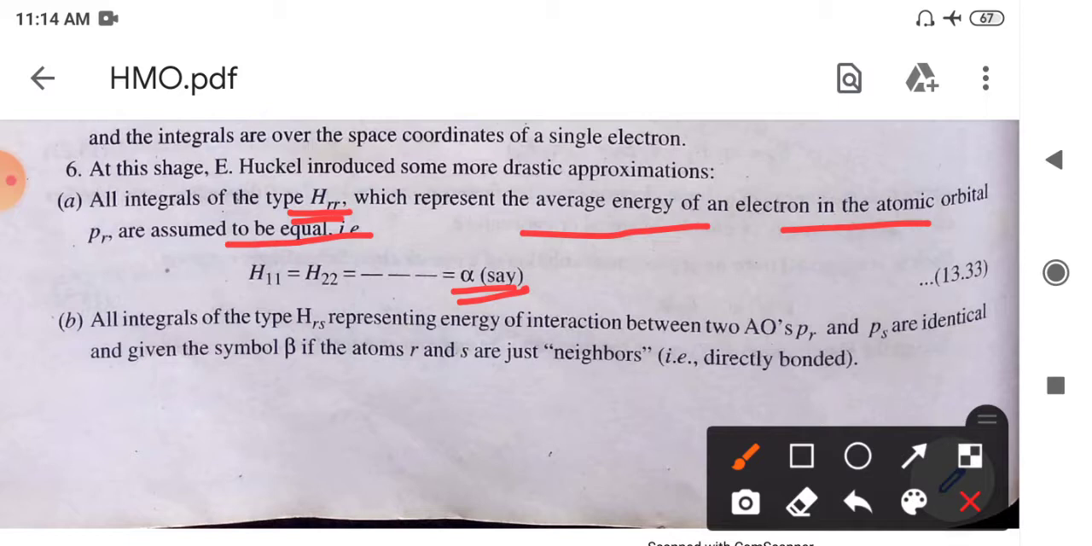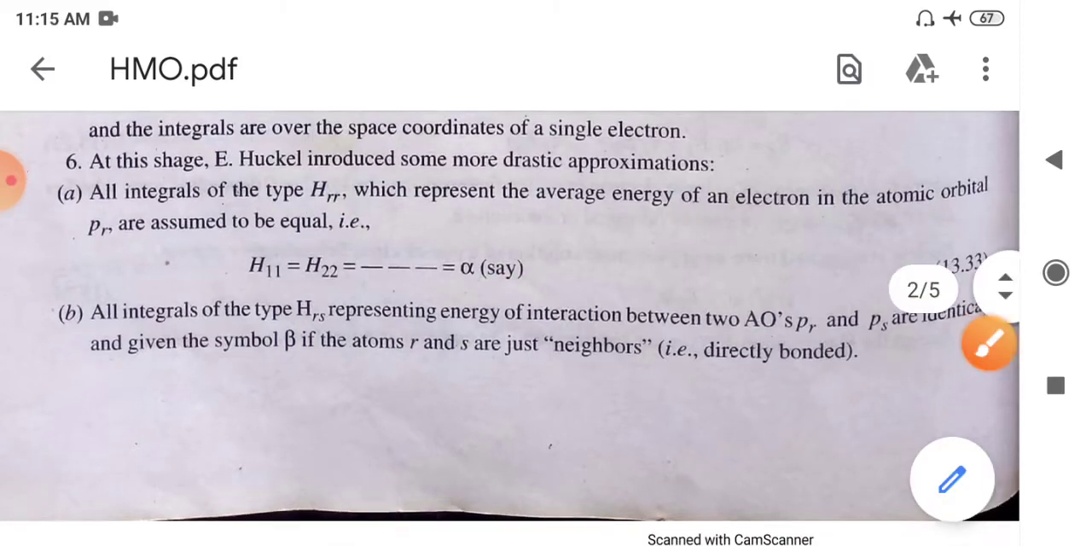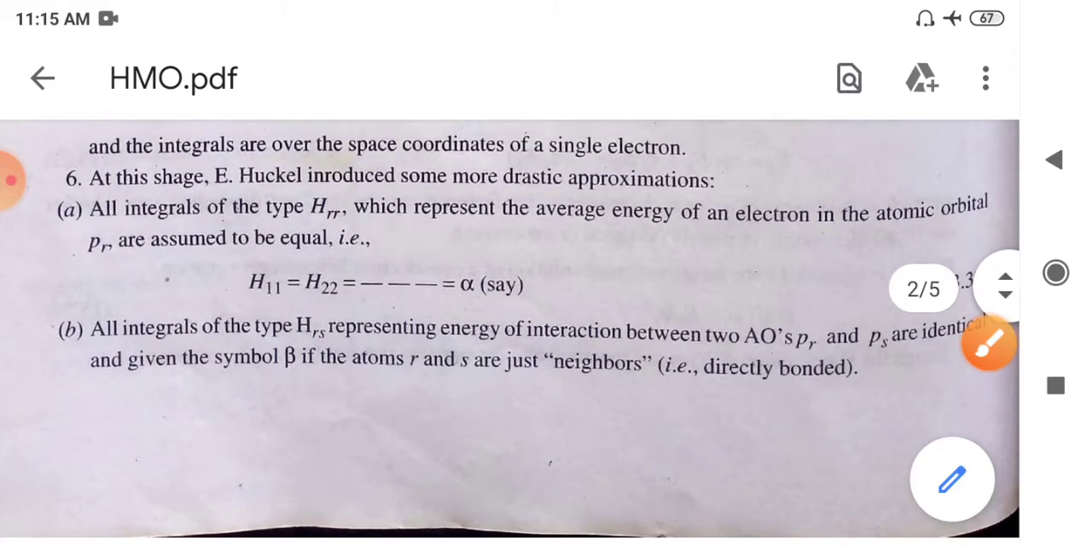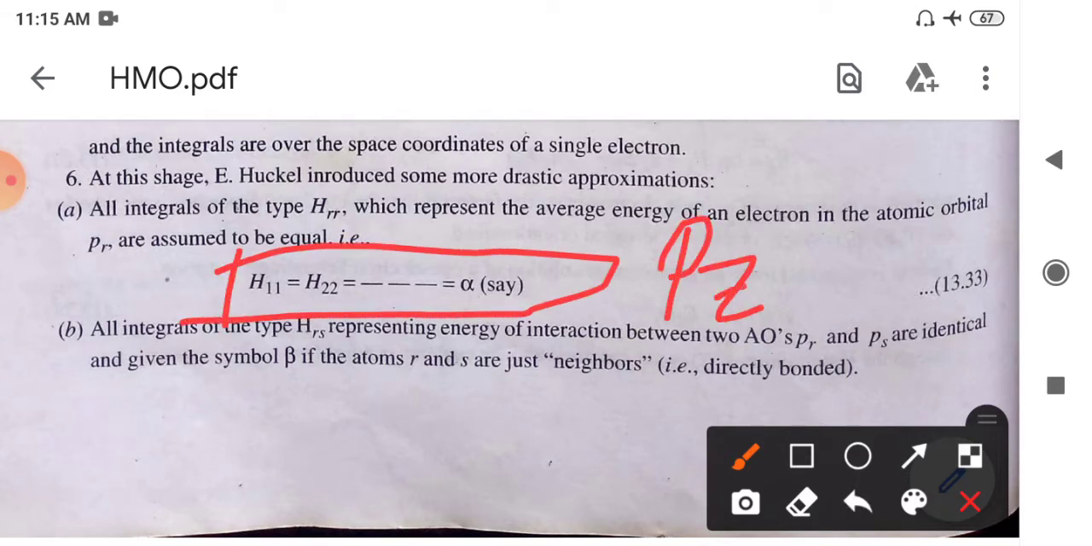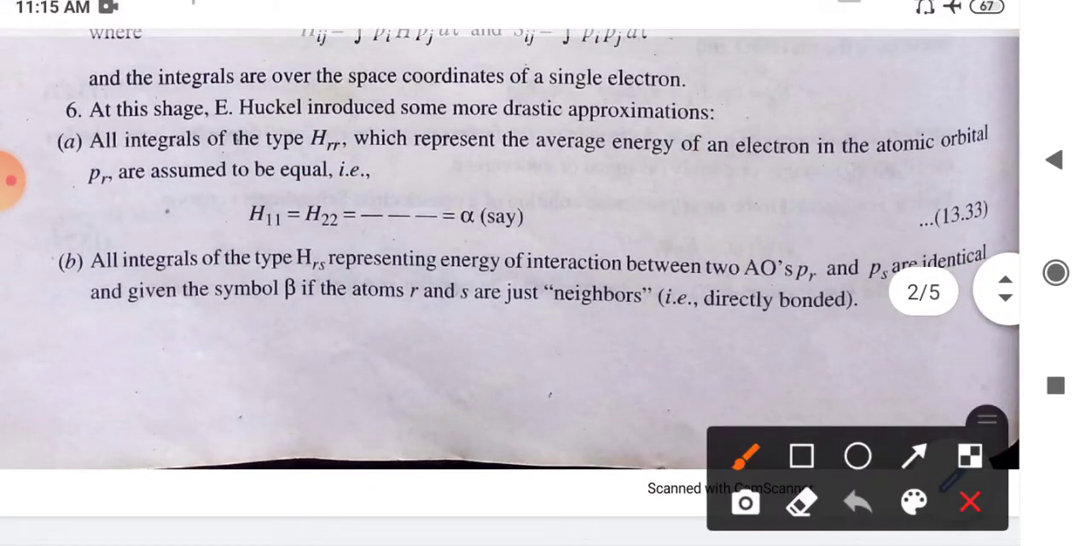These HRR values are assumed to have the same value, because this represents the energy of an electron in the p orbital in the molecule. So this is assumed to have equal values, because all the orbitals involved are Pz orbitals. So if the electron is present in any of the p orbitals, then it will have the equal value. So this is the one drastic assumption.